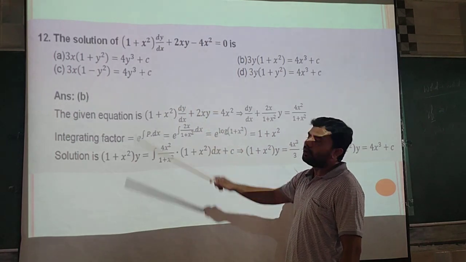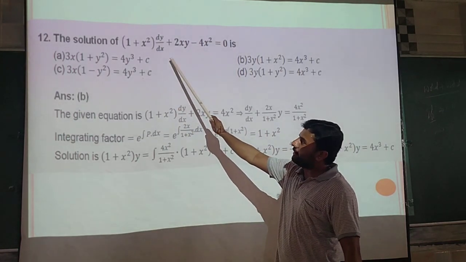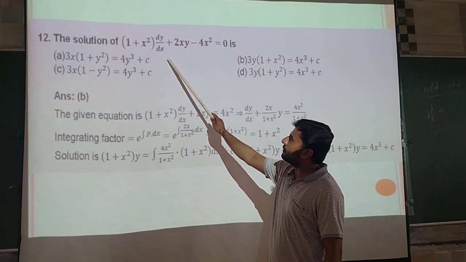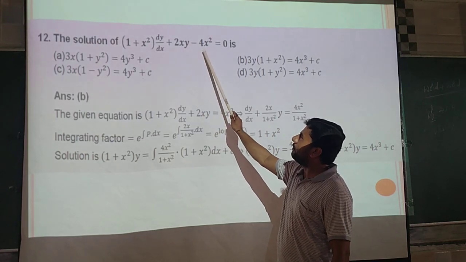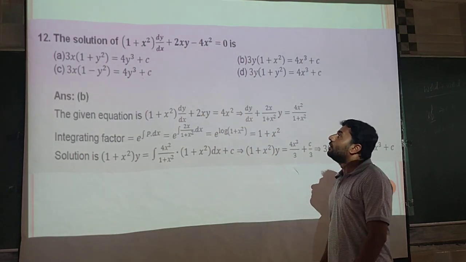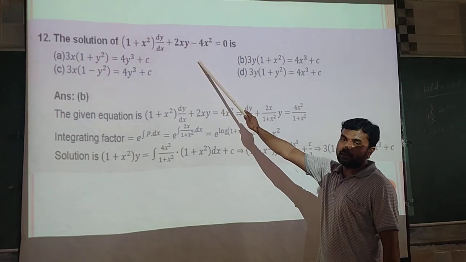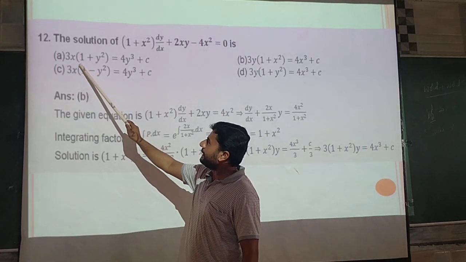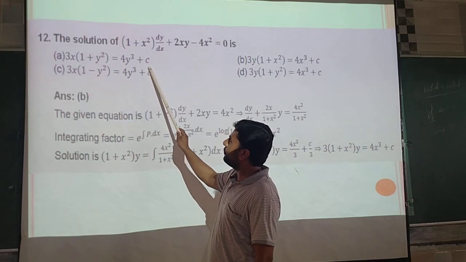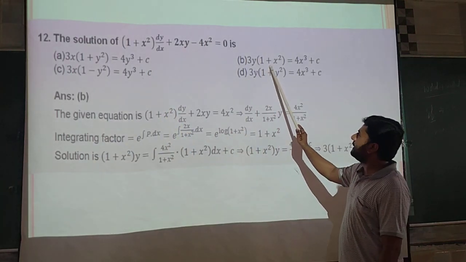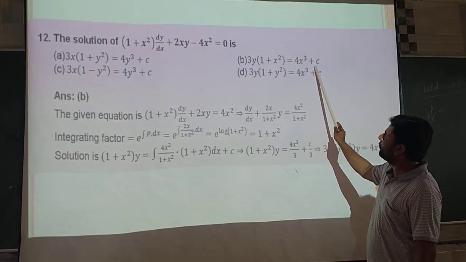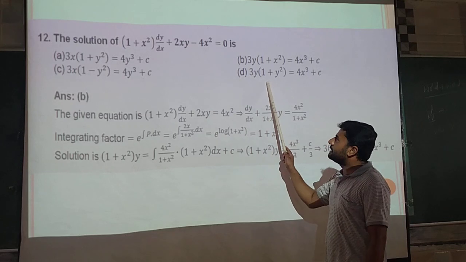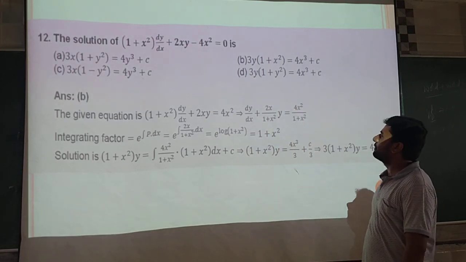The solution of 1 plus x square into dy by dx plus 2xy minus 4x square is equal to 0. Solution of the differential equation. Option A, 3 into x into 1 plus y square is equal to 4y cube plus c. Option B, 3y into 1 plus x square is equal to 4x cube plus c. Option C, 3x into 1 minus y square is equal to 4y cube plus c. Option D, 3y into 1 plus y square is equal to 4x cube plus c.